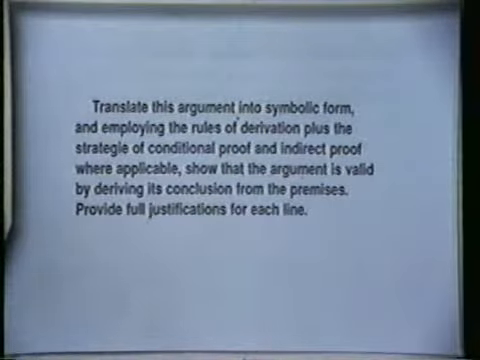All right, now one last problem. This is the last problem of our entire series. So let's see if we can do this one with a flourish. We want to translate an English sentence, an English argument, into symbolic form first, and then make use of any of the rules, including conditional proof or indirect proof.